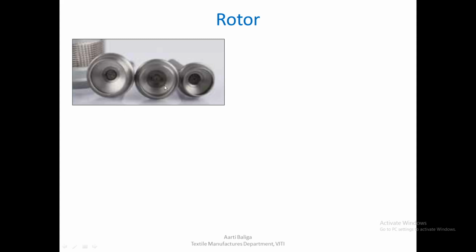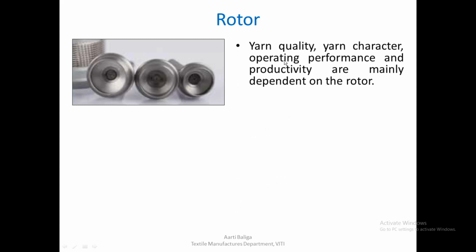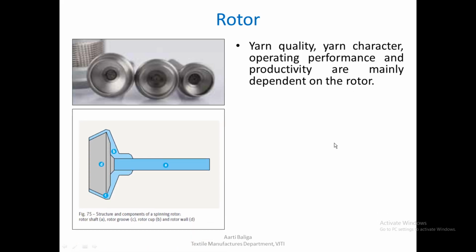So this is the image of a typical rotor. There are three diameters that are shown. Yarn quality, yarn character, operating performance and productivity all are mainly dependent on the rotor. So to look at the parts of a rotor, this is the rotor shaft, which is marked as A over here. Then the C, that is marked as the rotor groove. This you would call the rotor cup, and D is the rotor wall, as we know.